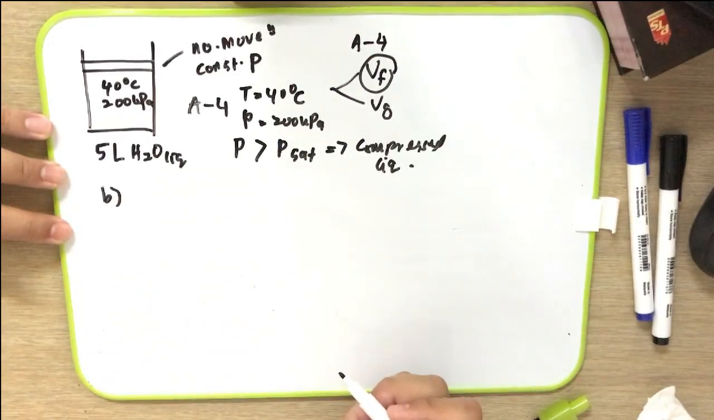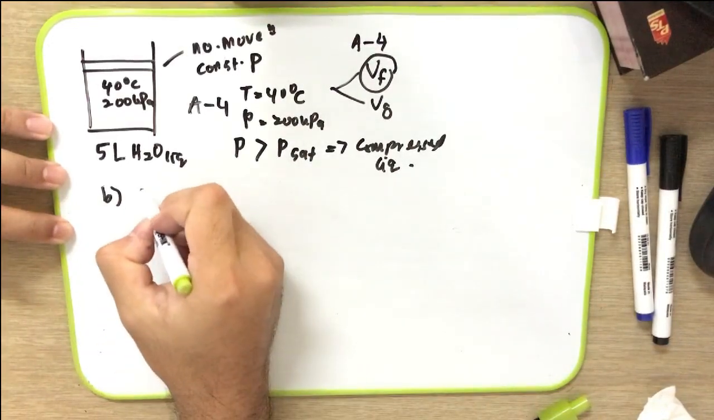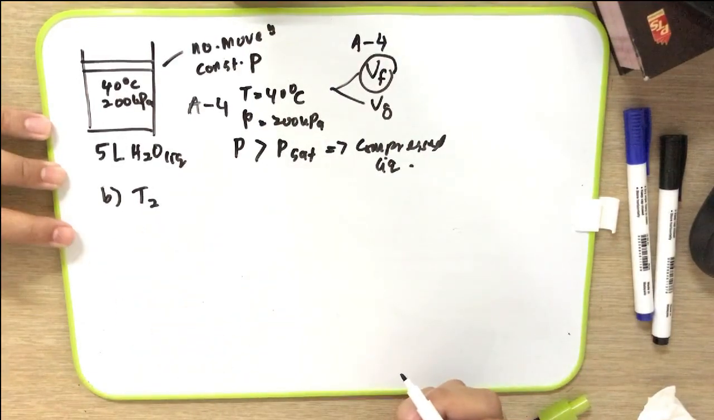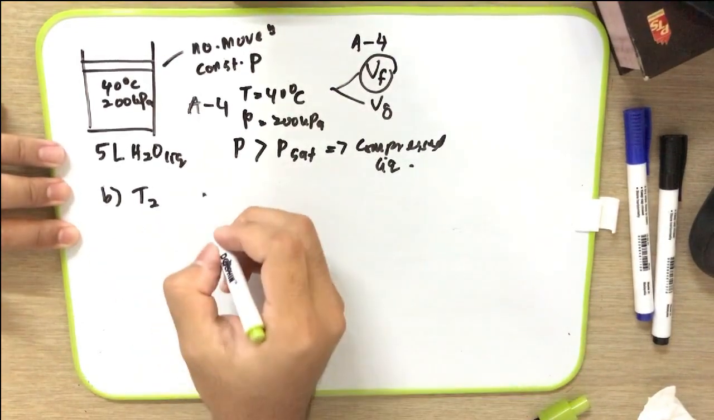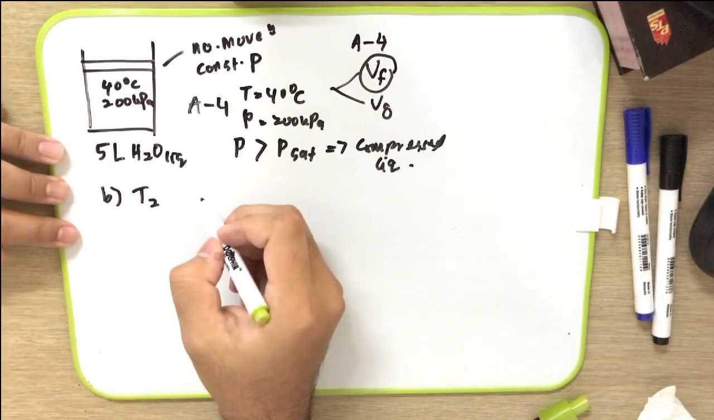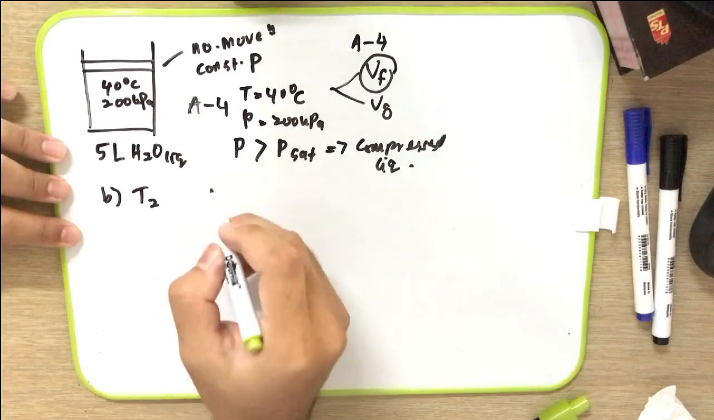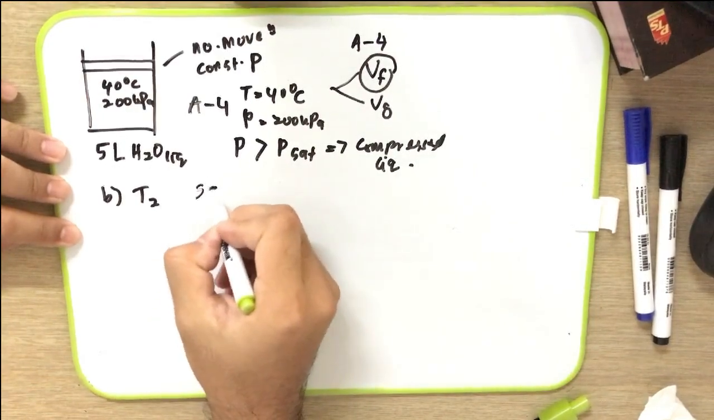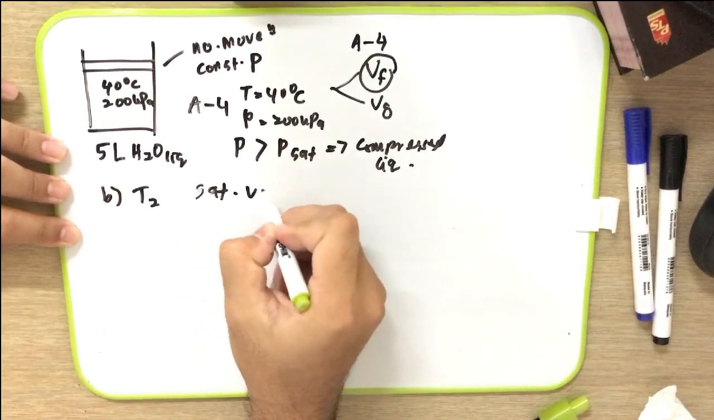Next, question B. We need to find the final temperature, which means T2. So we look back at state number 2. It says the entire liquid is vaporized. It means that the phase is saturated vapor.